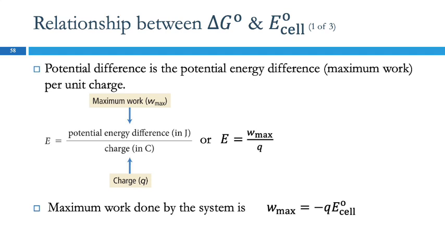So potential difference is the potential energy difference per unit charge. And that could also be thought of as the maximum work that can be done. So E, that cell potential, is the potential energy difference in joules divided by the charge in coulombs. So charge is often abbreviated Q, and the potential energy difference being the maximum work that could occur is W max. So then we can say the maximum work done by that system, W max, is equal to negative Q times the cell potential.